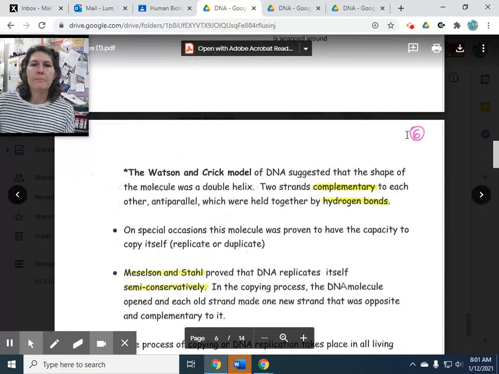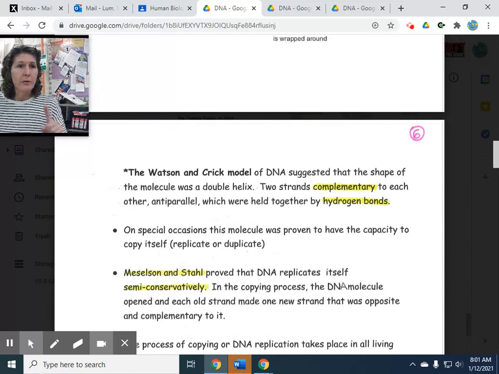So the Watson and Crick model of DNA suggests the shape of the molecule is the double helix that we know, two strands, a double twisted ladder. But you should also realize that the two strands are complementary to each other. If there's an A on one side, I have a thymine on the other side. If I have guanine on one side, I have cytosine on the other side. They are anti-parallel. They're held together by those really weak hydrogen bonds.